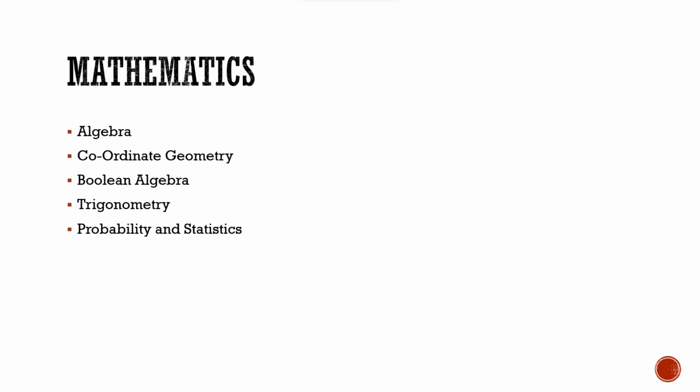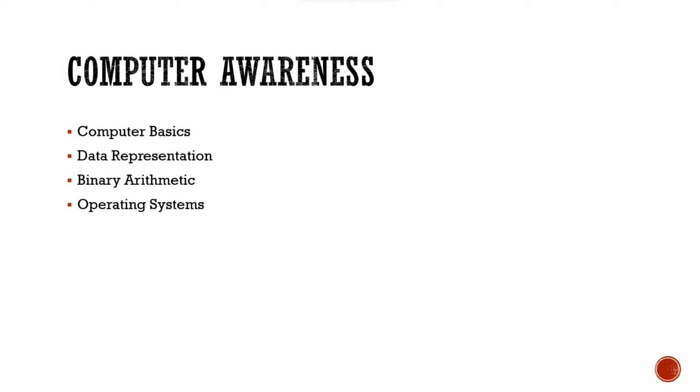After mathematics in MCA, the second is computer awareness. In computer awareness, the questions are going to come from these topics: computer basics, data interpretation. In computer awareness, there are many topics. Some of these topics PGCET has brought down and it is going to ask questions on: computer basics, data representation, binary arithmetic, and the last one, operating systems.